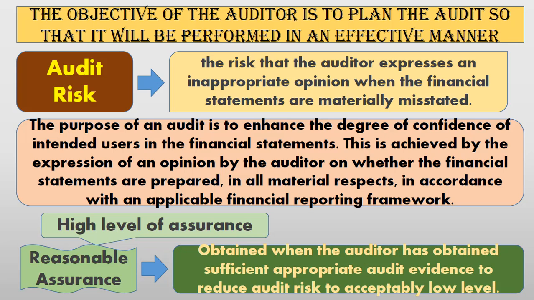As an audit practice, we are only providing reasonable assurance. That is the highest level of assurance that we can provide. Reasonable assurance is obtained when the auditor has collected sufficient appropriate audit evidence to reduce audit risk to an acceptably low level. So when you design your audit, you're trying to determine what evidence you need to collect. And when you collect, you need the appropriate procedures to collect evidence.